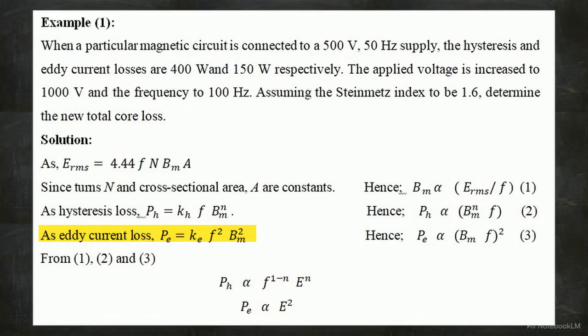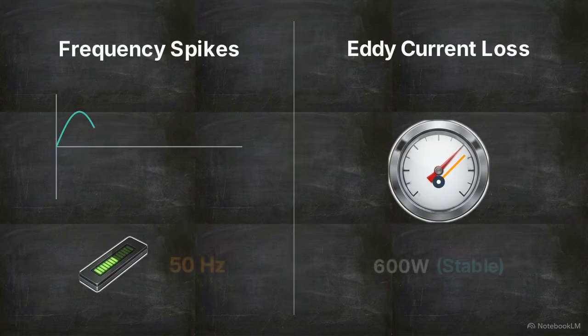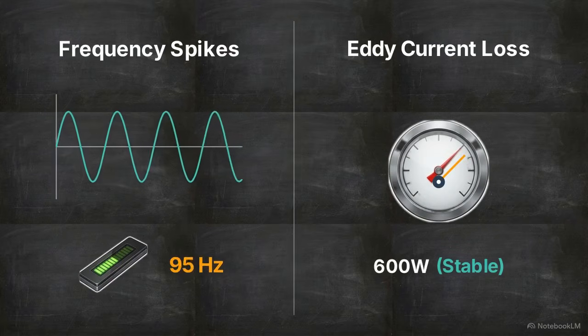Next, we examine the standard equation for eddy current loss, PE. It is based on a constant, the frequency squared, and the maximum flux density squared. We execute the exact same substitution here, replacing flux density with voltage divided by frequency. Notice what happens when we square that fraction. The frequency squared in the numerator and denominator cancel each other out entirely. This leaves a simplified proportionality. Eddy current loss is solely proportional to the voltage squared. By deriving these relationships step by step, we uncover an important physical reality. Frequency spikes have zero impact on the eddy current losses in this specific system.